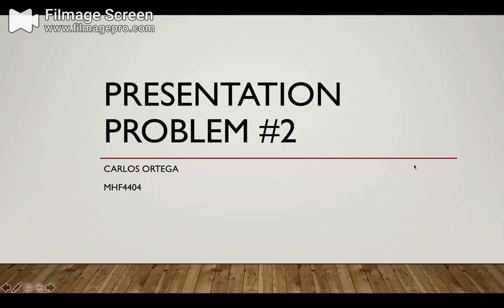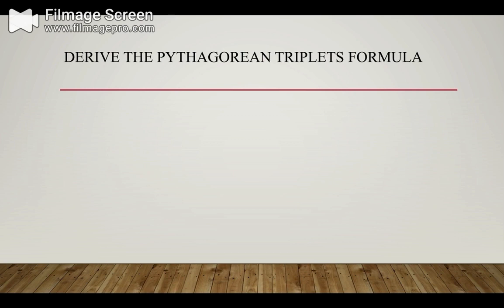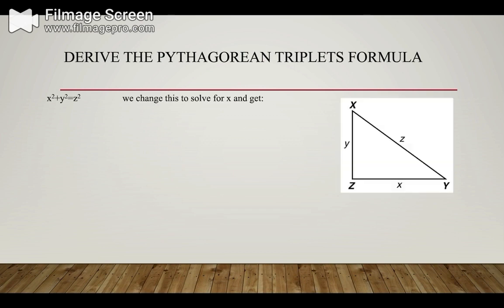So I had problem number 2 for my presentation, and that problem is actually going to be how to derive the Pythagorean theorem triplets formula. So we're going to have our equation x squared plus y squared equals z squared, and we actually get that when we're trying to find one side of the triangle.